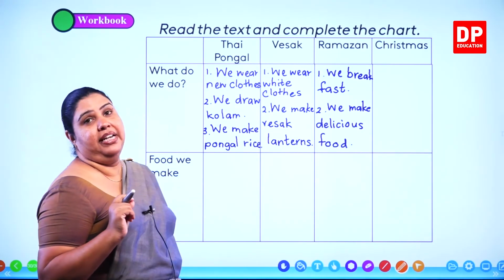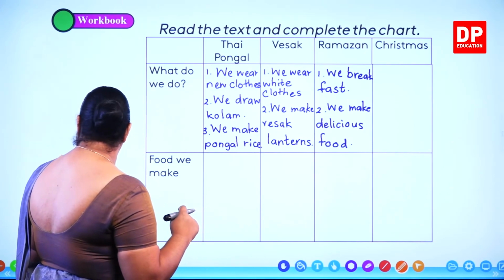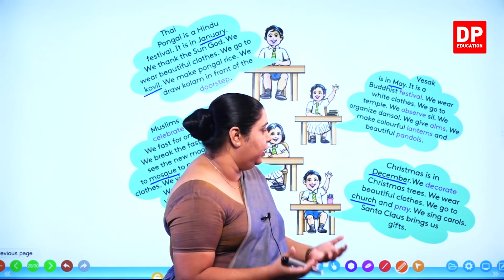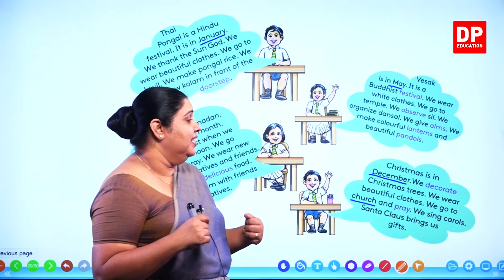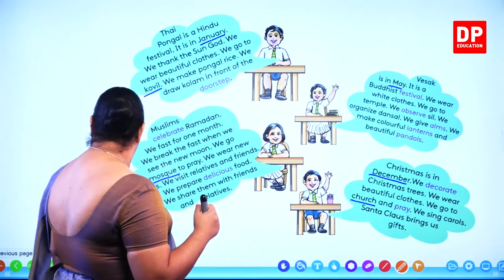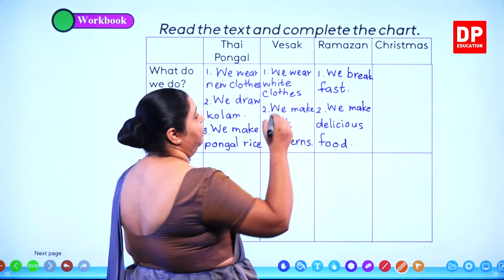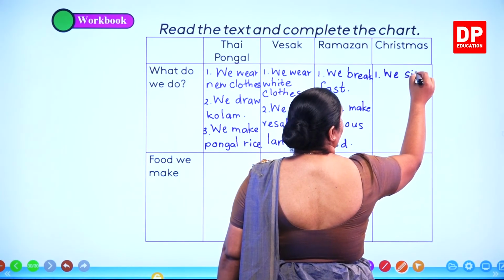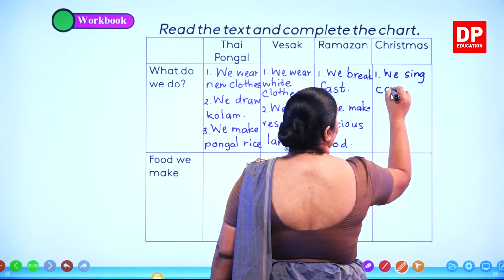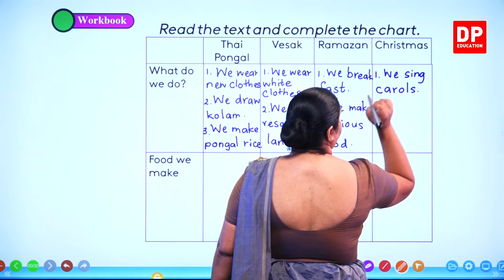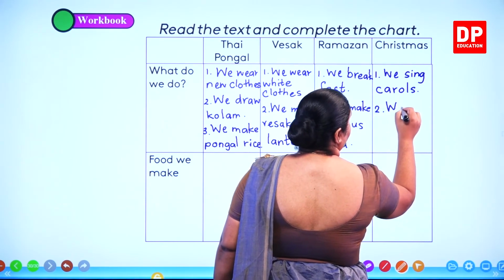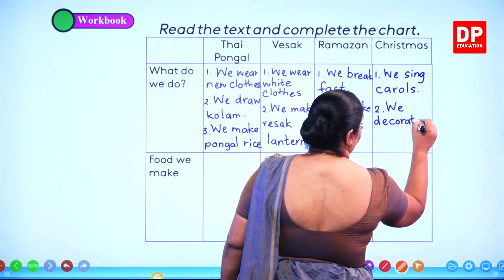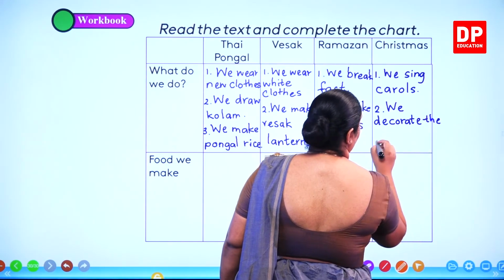Then on Christmas Day, what do we do? What do we do on Christmas Day? Shall we take a look at this? We decorate Christmas tree. We wear beautiful clothes. We sing carols. Then Santa Claus brings gifts for us. So you can maybe write on Christmas Day, we sing carols, right? We go to church and we sing carols. We sing carols. Then what do? We decorate. We decorate the Christmas tree.